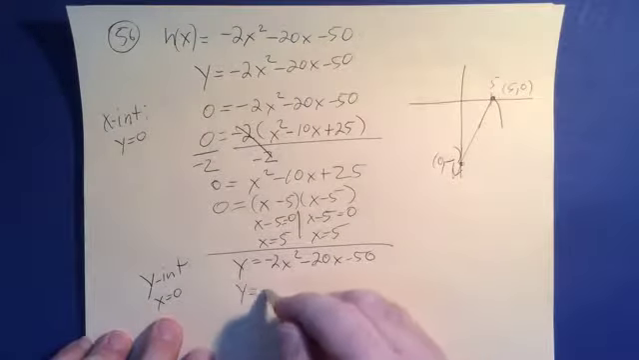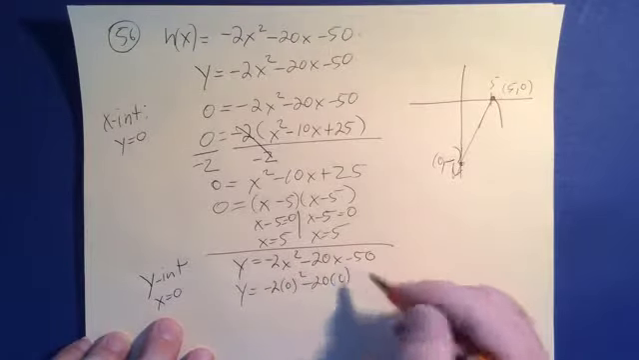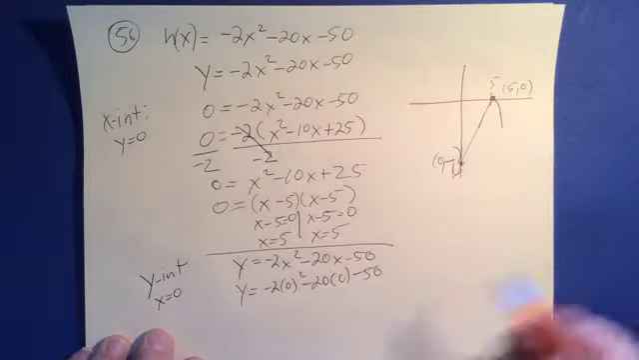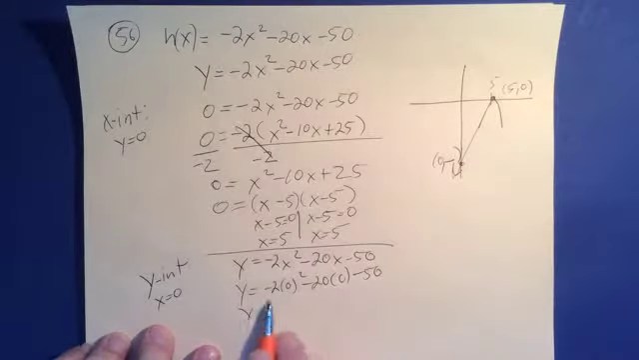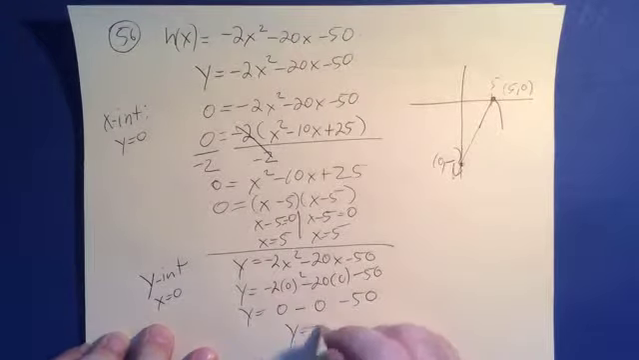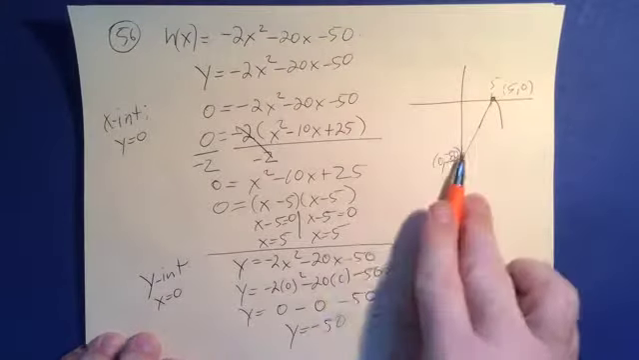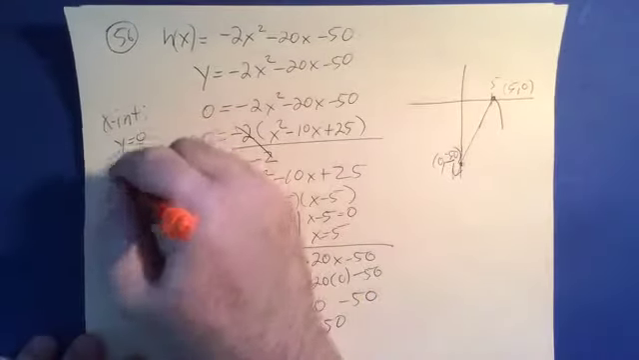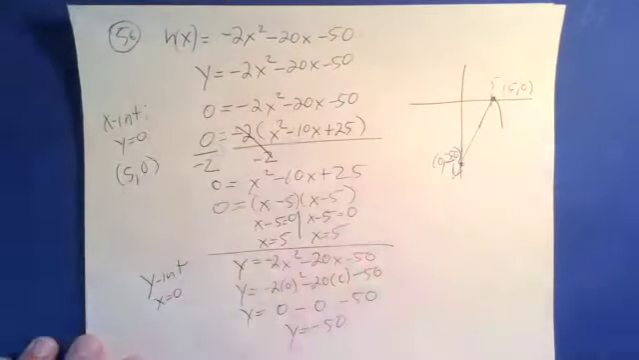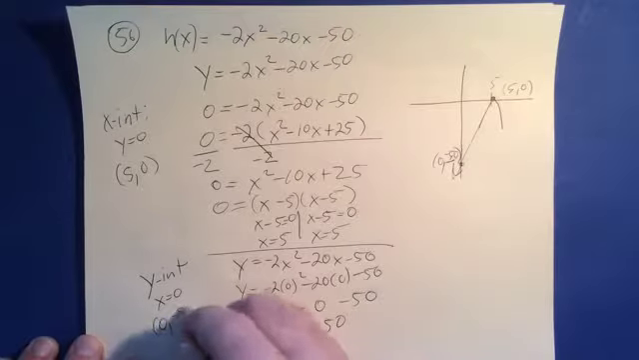So y will equal negative 2 times 0 squared minus 20 times 0 minus 50. Well, 0 squared is 0, times negative 2 is 0. Negative 20 times 0 is 0, and then it'll be minus 50. So y is going to equal negative 50. So here, our y-intercept is going to be (0, negative 50). So our x-intercept is (5, 0), and our y-intercept is (0, negative 50).